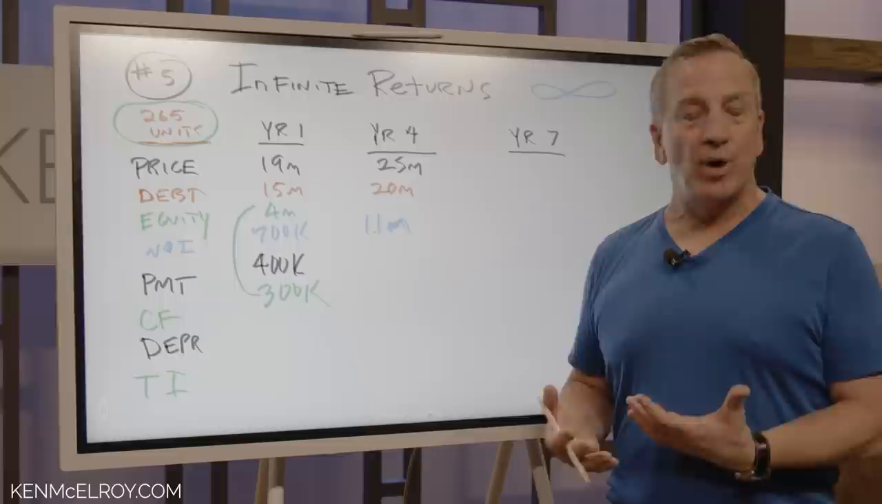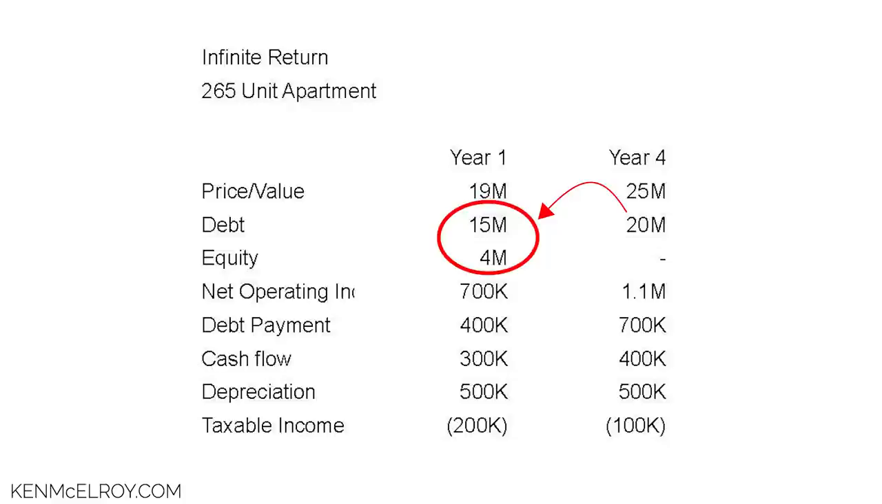We paid off the 15, so that loan's gone. We paid off the investors. Now the investors are infinite. They have no investment in the property anymore, but they're still owners. And we distributed about another $1 million, because 20 million minus 19 was an extra $1 million that we distributed. So here's the cool part. Our debt payment went up to 700K, and of course our cash flow went down to 400K.